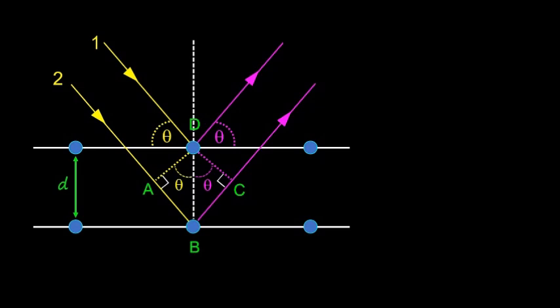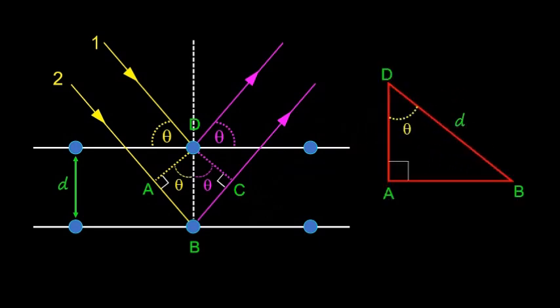Here, let me clarify the geometric context even further. The triangle ABD, shown in bright red, is a right-hand triangle. The side AB is opposite to the angle theta. DB is the hypotenuse of this right triangle, and it's equal to the lattice spacing d.